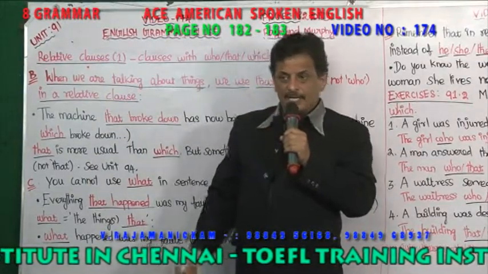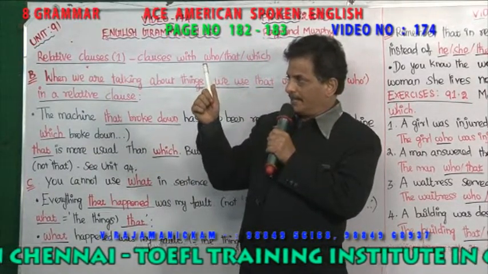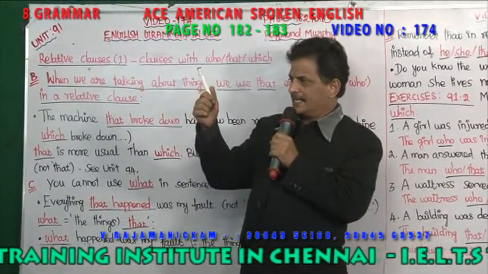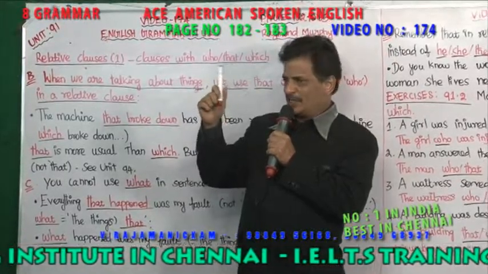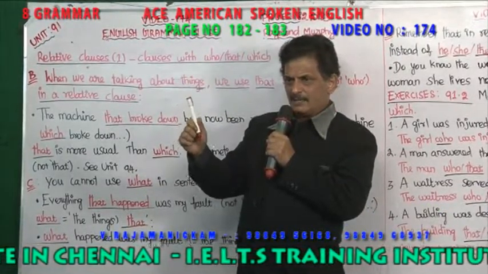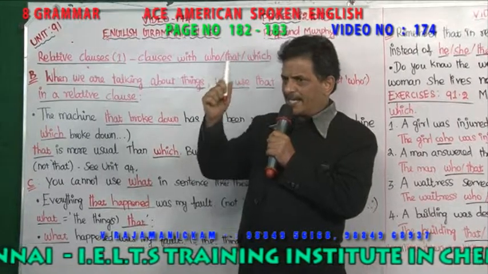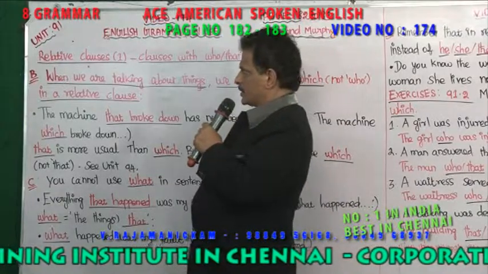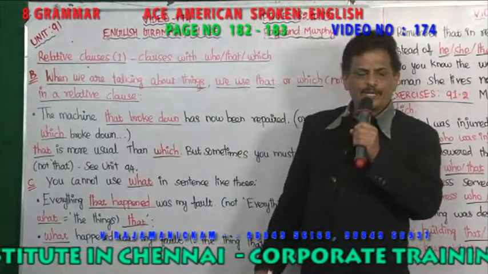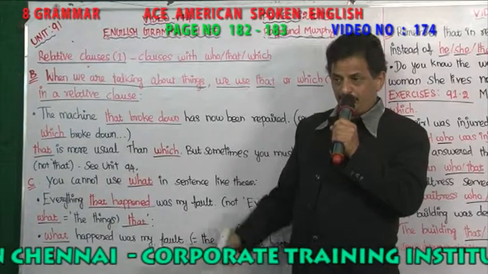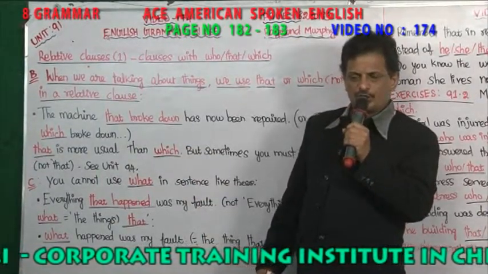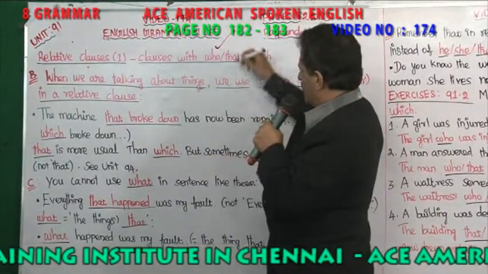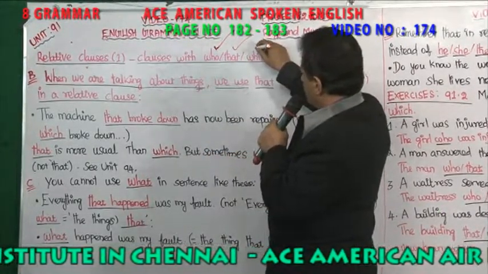You got it? This pen, the pen that is made in America is a nice pen. So this pen is a nice pen is the main sentence. That is made in America becomes a relative clause, a relative sentence. You got it? So a clause starting with who, that, or which, in between the sentence, becomes a relative clause. Clauses with who, clauses with that, clauses with which.